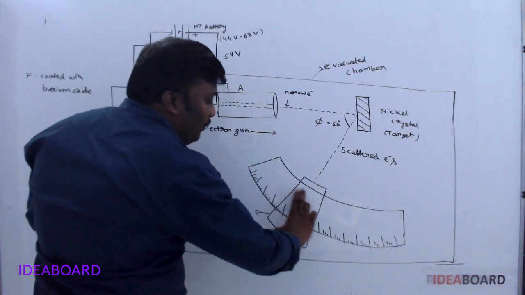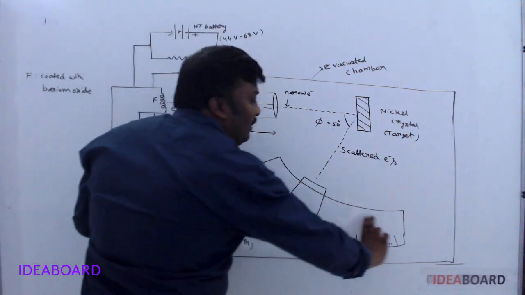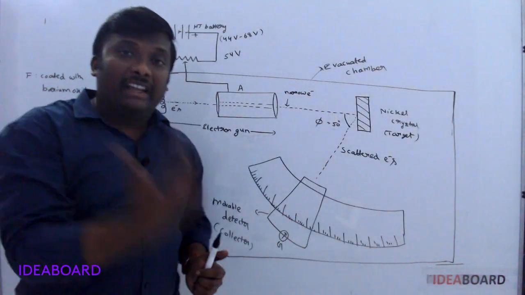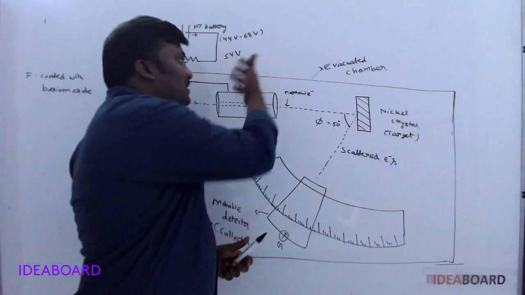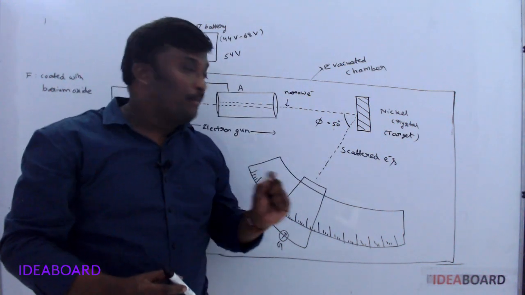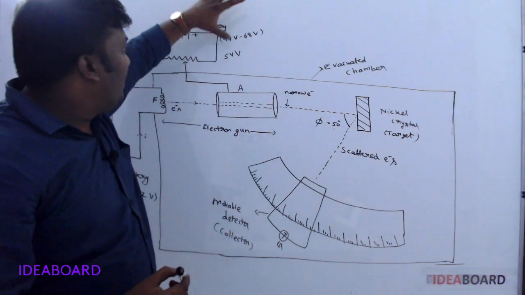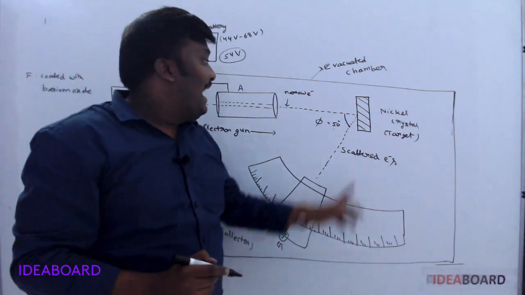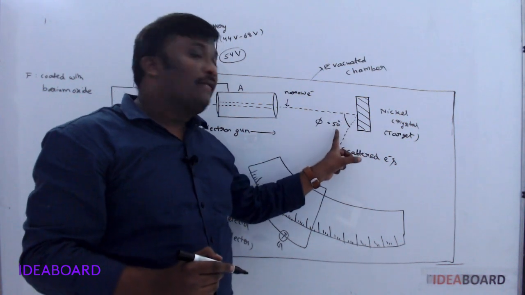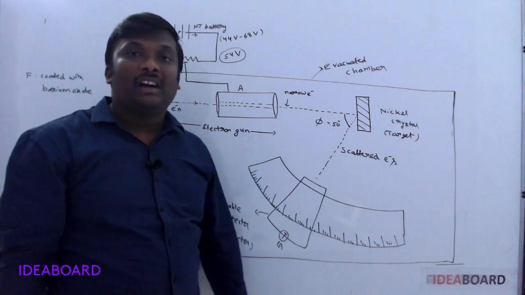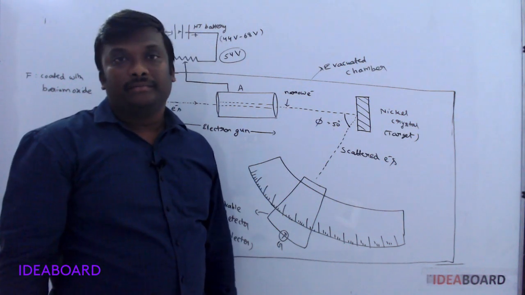Now this rod, the movable detector, is moving along a circular scale at different angles. They did the experiment with different potentials and different angles. Finally they found one important thing: at a particular voltage of 54 volts, the scattered angle is 50 degrees. At this place, the galvanometer shows the highest reading.